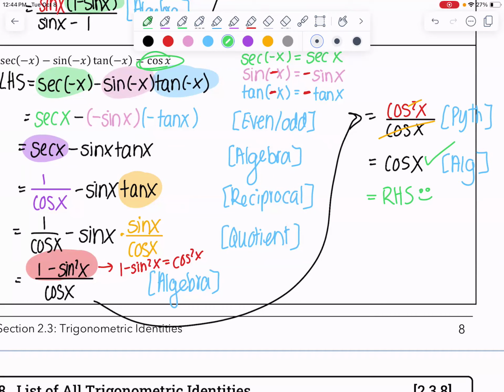That's proving identities. It's kind of fun. It's very methodical.